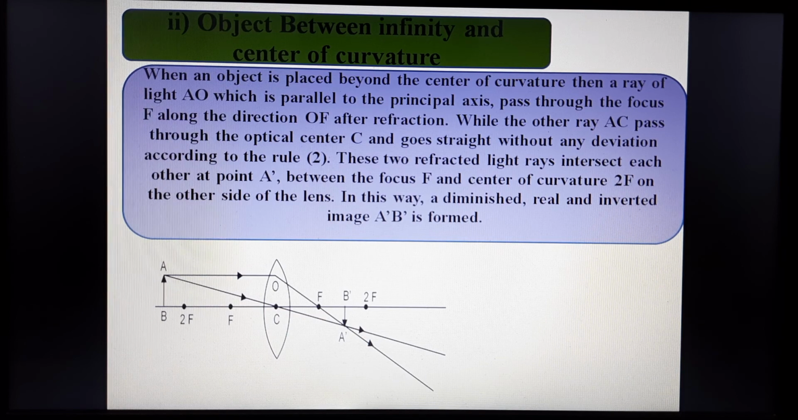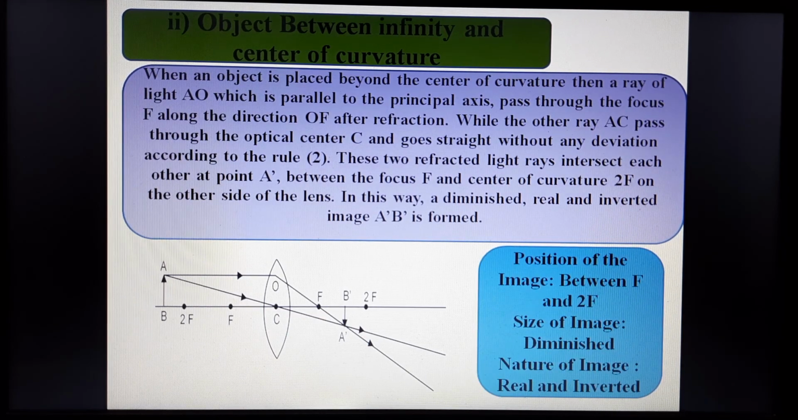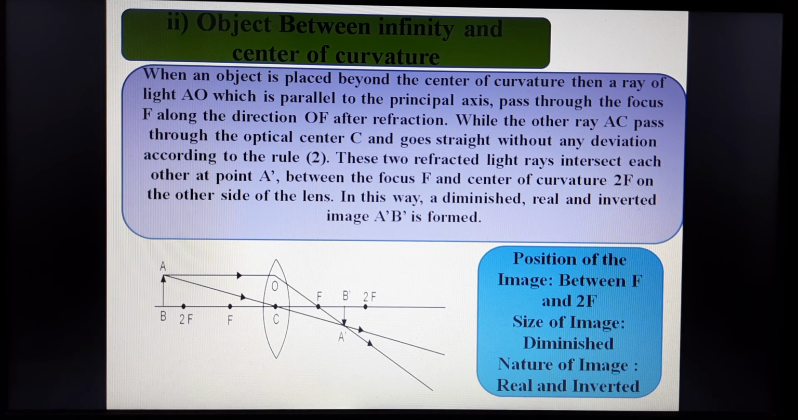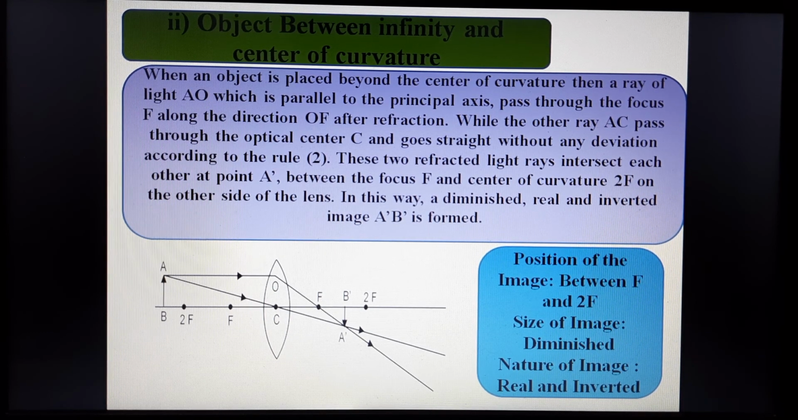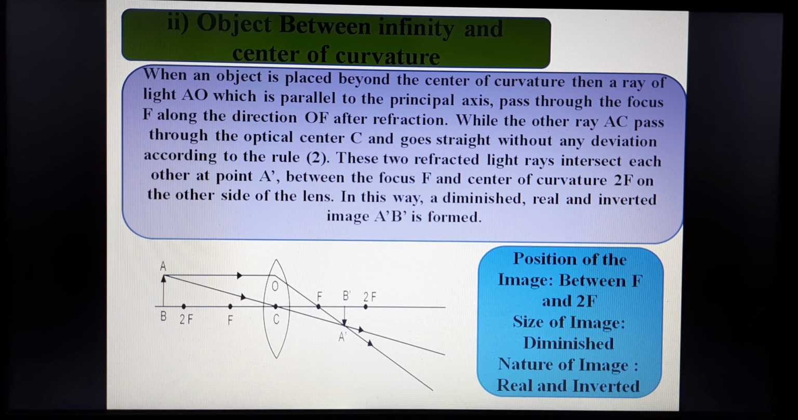And the final result is: position of the image is between F and 2F, size of image is diminished, and nature of image is real and inverted.